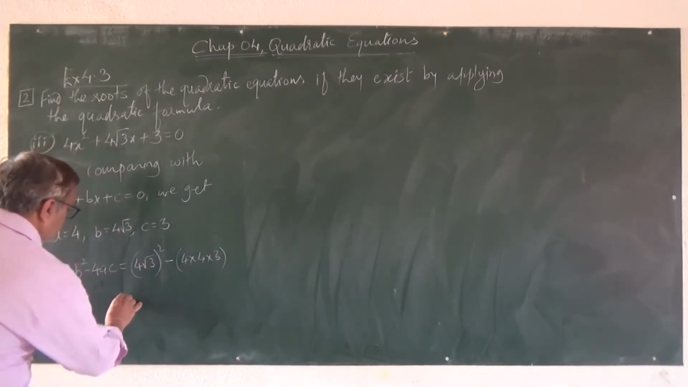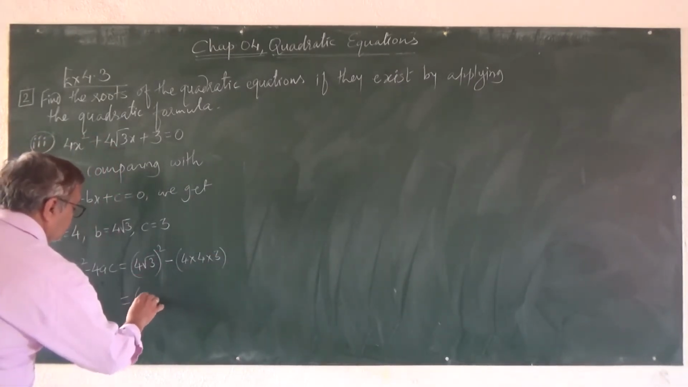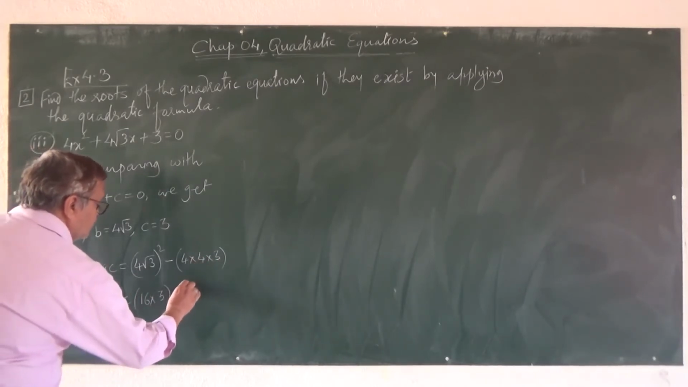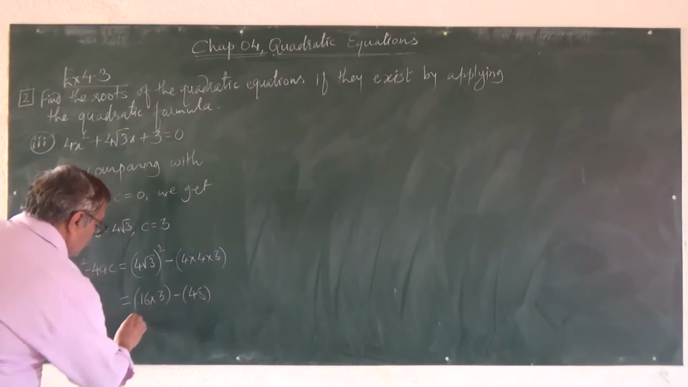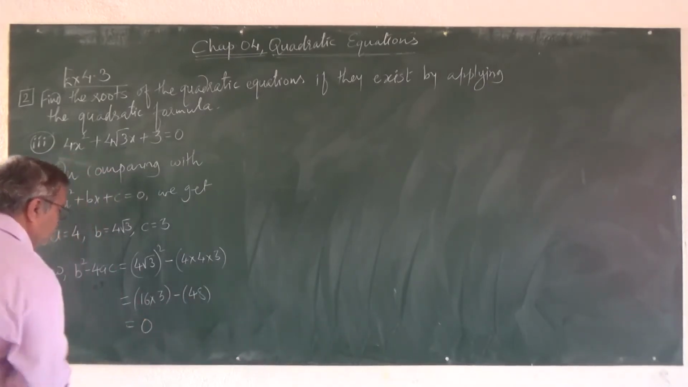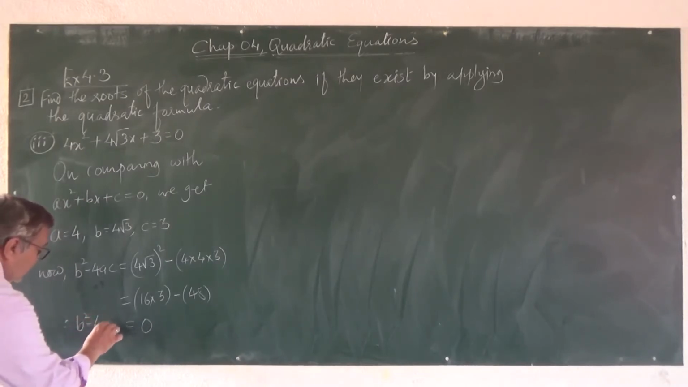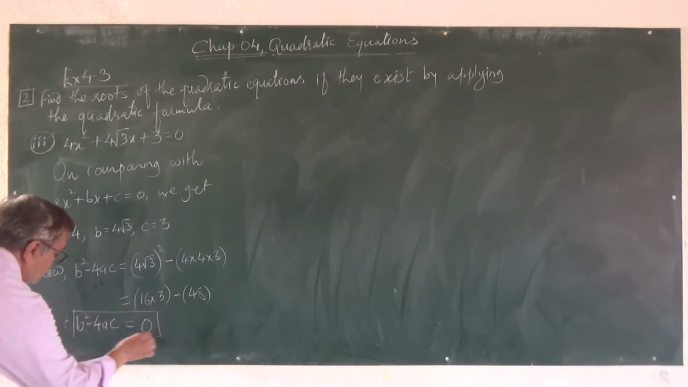Okay, so this is 16 and root 3 square is 3. 16 3s are 48. So 48 minus 48 is 0. So we got here b square minus 4ac is equal to 0.